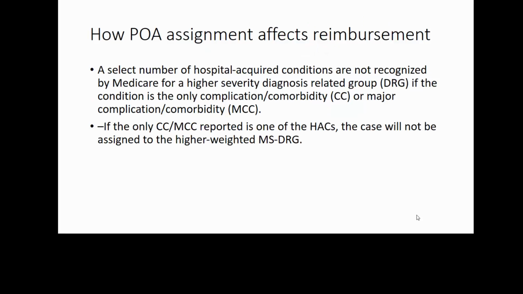A select number of hospital-acquired conditions are not recognized by Medicare so that you could put them into this higher severity DRG. So that's why the existence of a HAC can affect reimbursement. One example that's given here, if the only CC or MCC reported on this patient's case is one of those HACs, the case is not going to be assigned to a higher weighted DRG.